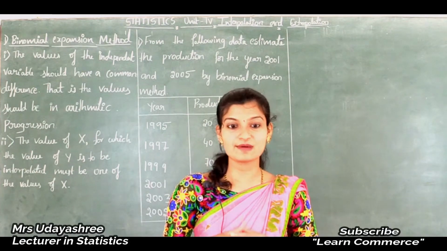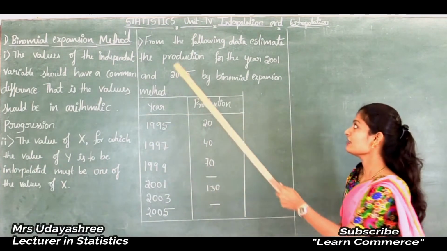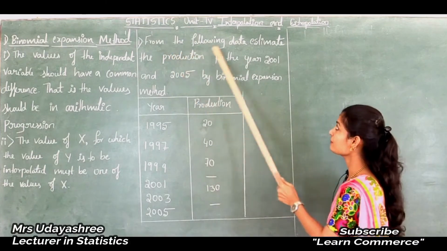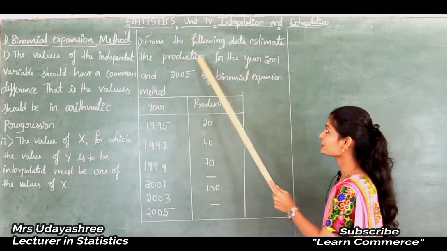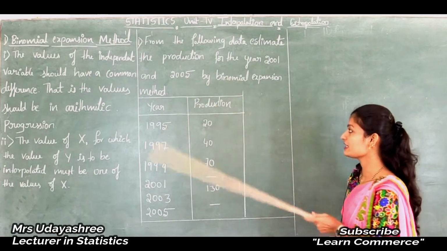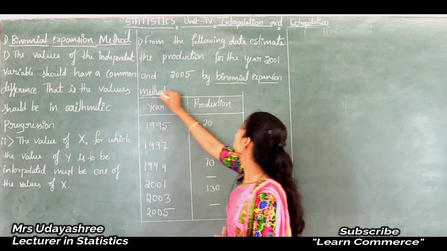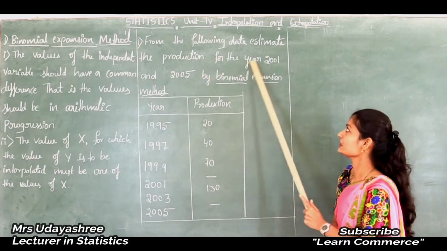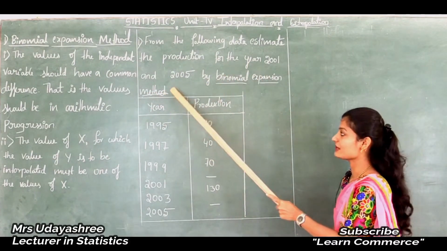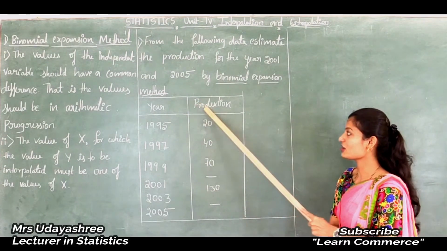using the binomial expansion method. So in problem number 1, from the following data estimate the production for the year 2001 and 2005 by the binomial expansion method. So using the binomial expansion method we need to estimate the production for the year 2001 and 2005. Here observations are given like this. The first column is year and the second column is production.